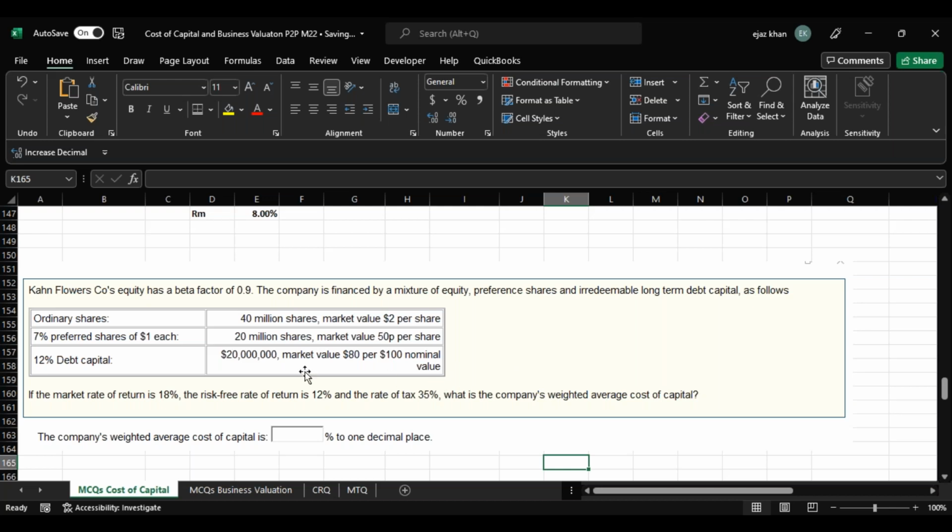Okay, I'm giving you people a couple of minutes. Just go through this question and calculate the weighted average cost of capital. This is something we just did when we started the session. So a good one for you to practice. Get a couple of minutes and solve it.